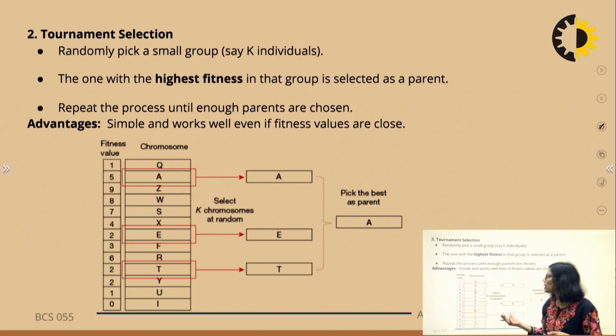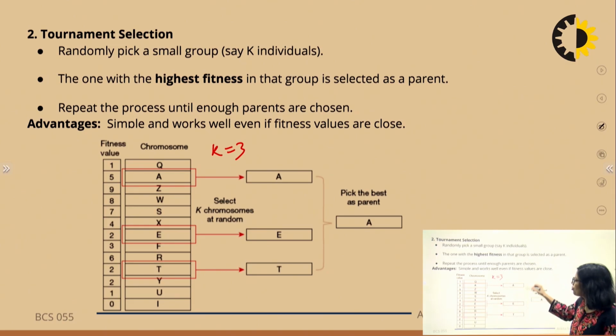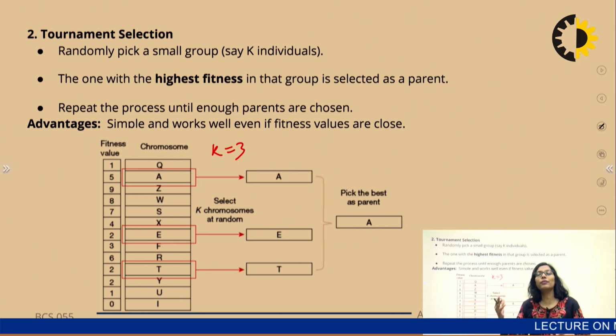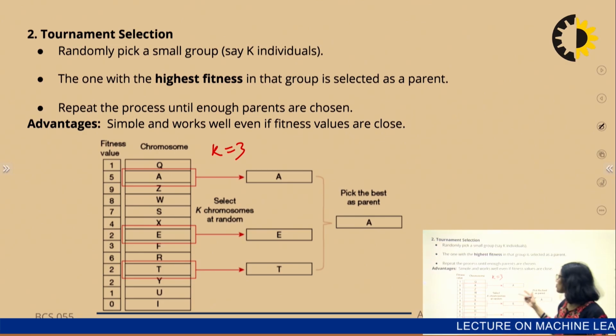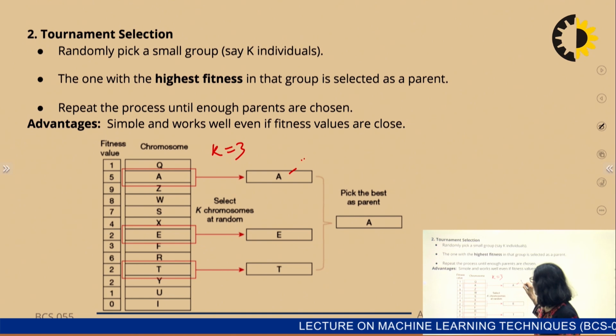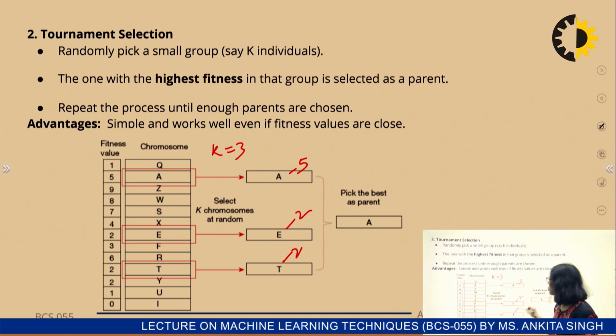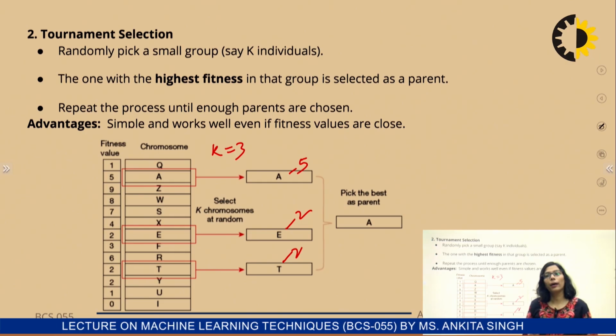Next is tournament selection. Here we randomly pick a small number k of individuals. Suppose k is 3. I have randomly selected 3 individuals, and out of these 3 I will see whose fitness value is highest, and select that one. For example, if A has a fitness value of 5, E has a fitness value of 2, and T has a fitness value of 2, obviously I will select A as my parent.